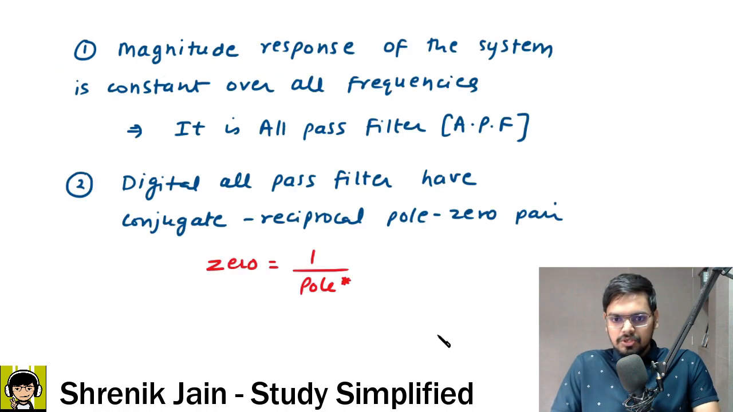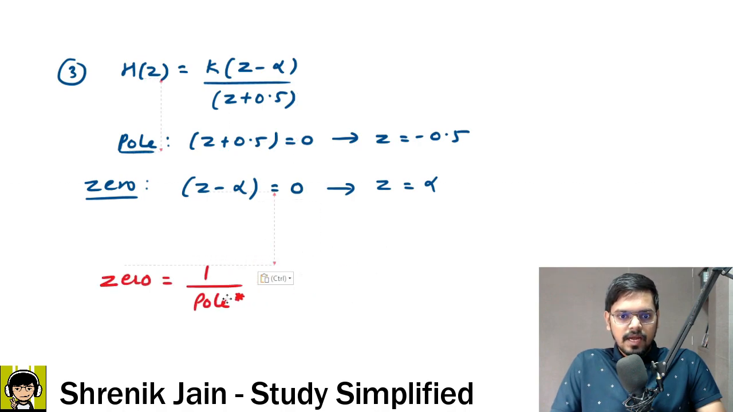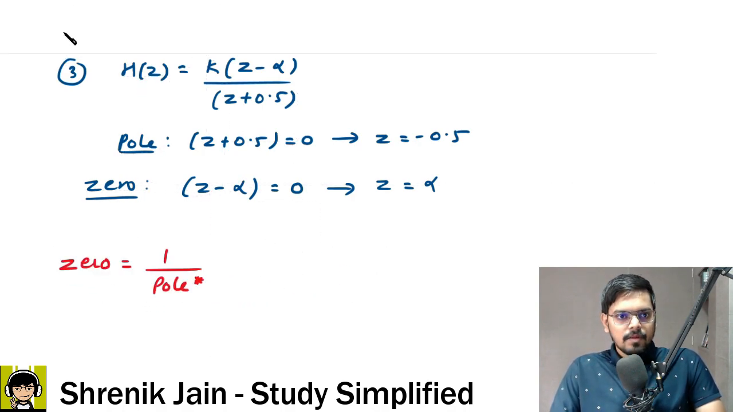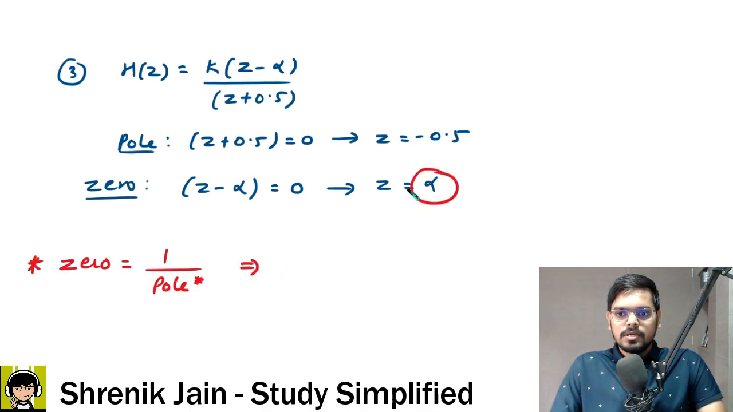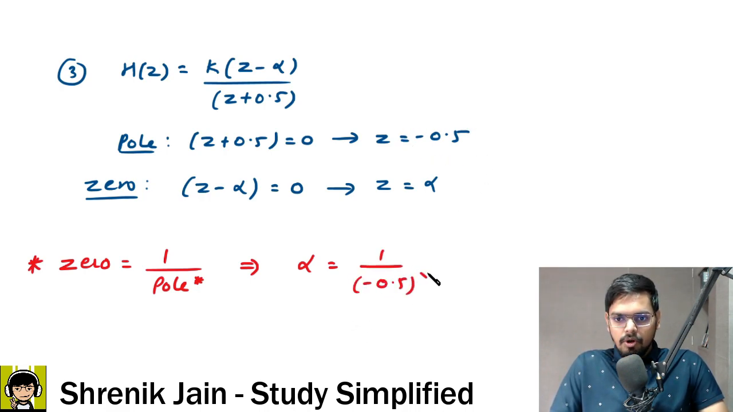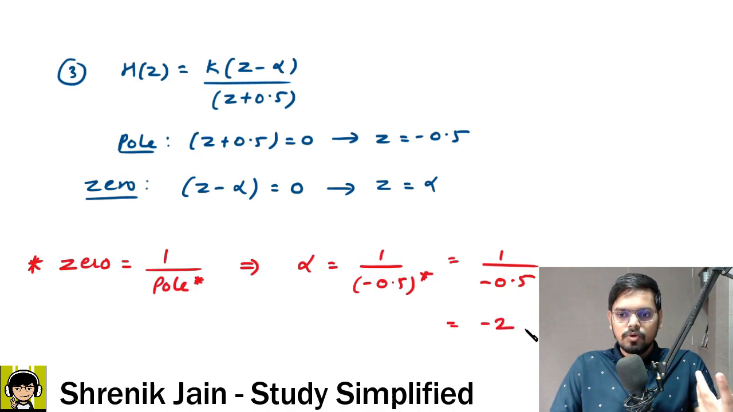Now you know the relationship. The relationship is zero is equal to 1 upon pole conjugate. Using this concept, I can say now that my zero is alpha, which is equal to 1 upon conjugate of this. This is a real number, so the conjugate of a real number is the real number only. So 1 upon minus 0.5, which is nothing but 1 upon minus half, that is equal to minus 2. Now alpha is equal to minus 2, that is the correct answer.